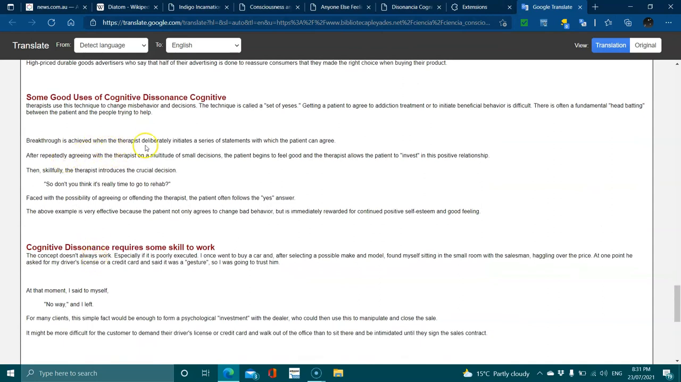Breakthrough is achieved when the therapist deliberately initiates a series of statements with which the patient can agree. After repeatedly agreeing with the therapist on a multitude of small decisions, the patient begins to feel good, and the therapist allows the patient to invest in a positive relationship. Then, skillfully, the therapist introduces a critical decision. So, don't you think it's really time to go to rehab? Faced with the possibility of disagreeing and offending the therapist, the patient then often follows with a yes answer.